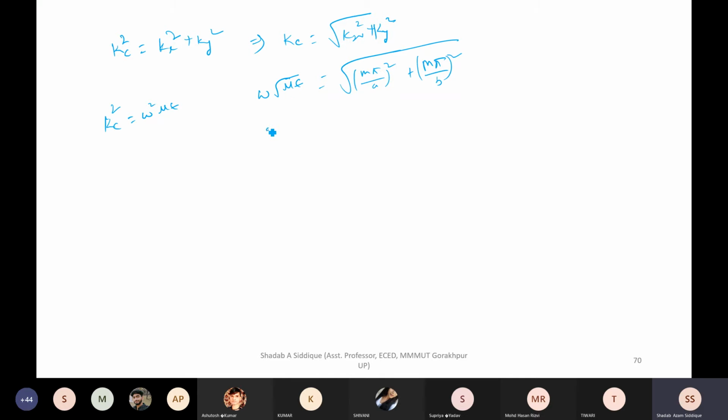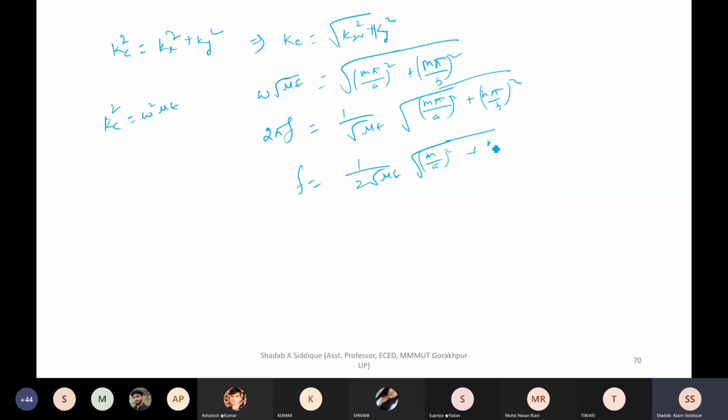And from this analysis, we found out that omega is equal to 2 pi f, which is nothing but 1 by root under mu epsilon, and that is nothing but m pi by a whole square plus n pi by b whole square, and that comes out to be f is equal to 1 by 2 root under mu epsilon and m by a whole square plus n by b whole square. Pi will come outside and that will be cancelled. So that was nothing but the cutoff frequency.